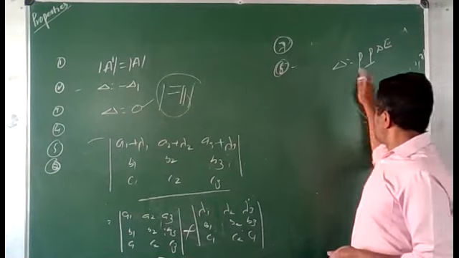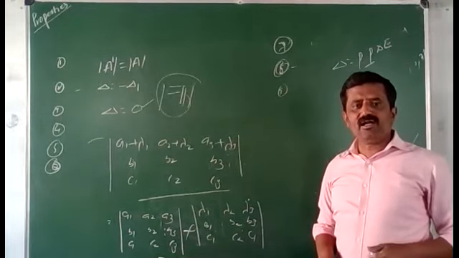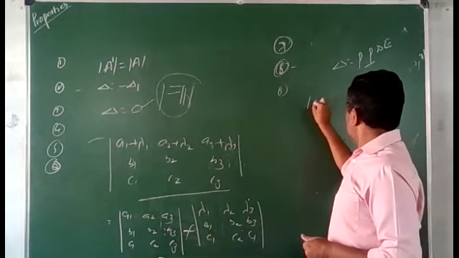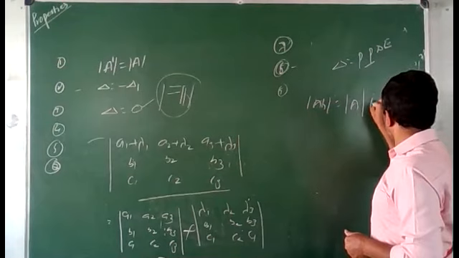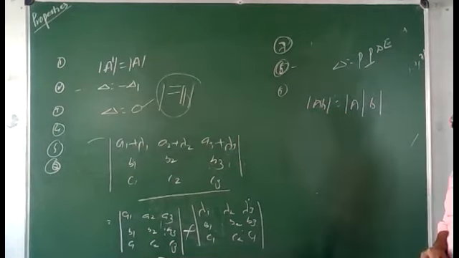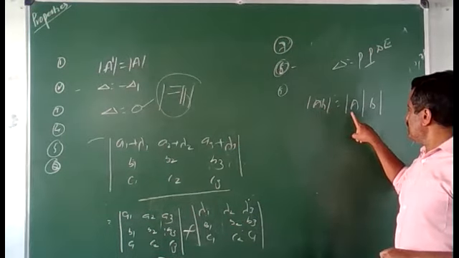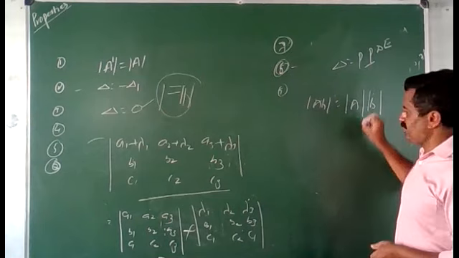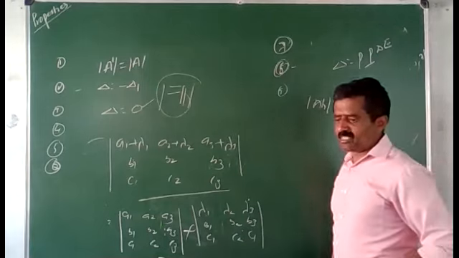Okay, next, if A and B are square matrices of the same order, then the determinant of AB is equal to determinant of A into determinant of B. Determinant of AB can be written as determinant of A into determinant of B. Okay, so these are the properties we have.